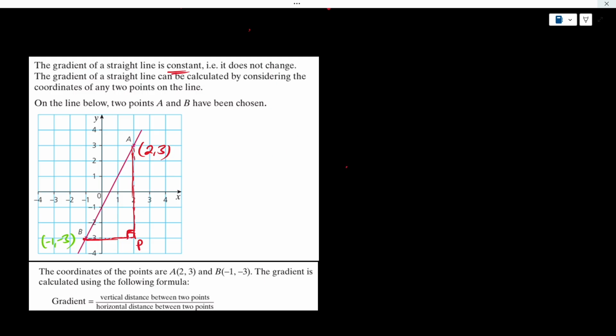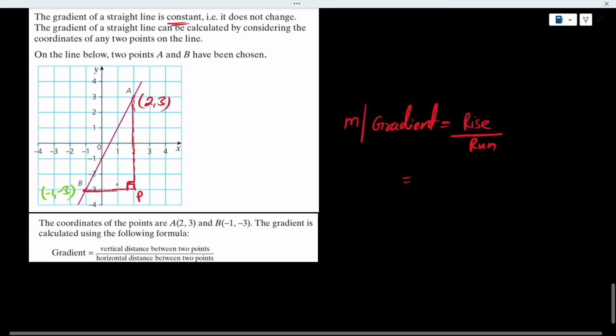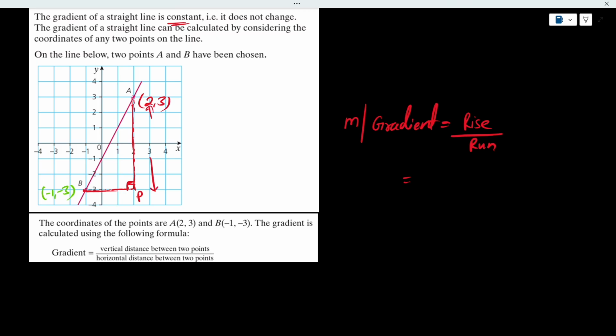That we will always write down here m, which we call gradient or slope, is always rise over run. Rise over run means it's a vertical change. If you see here, it's written also vertical distance between 2 points. So what is the vertical distance? Distance is always positive, right? So here if you see -3 to +3, it is going to be 6 units distance. And if you see the horizontal distance, it is from -1 to 2, that is going to be 3 units.